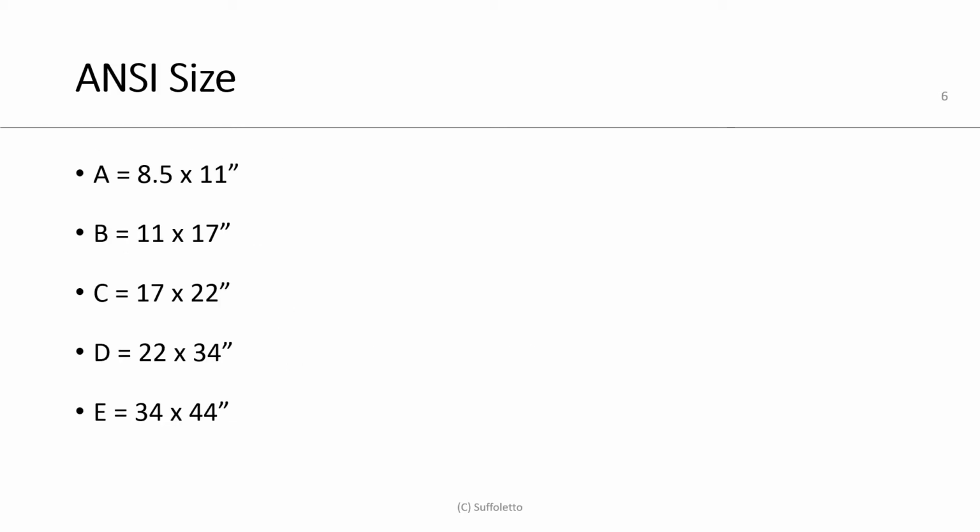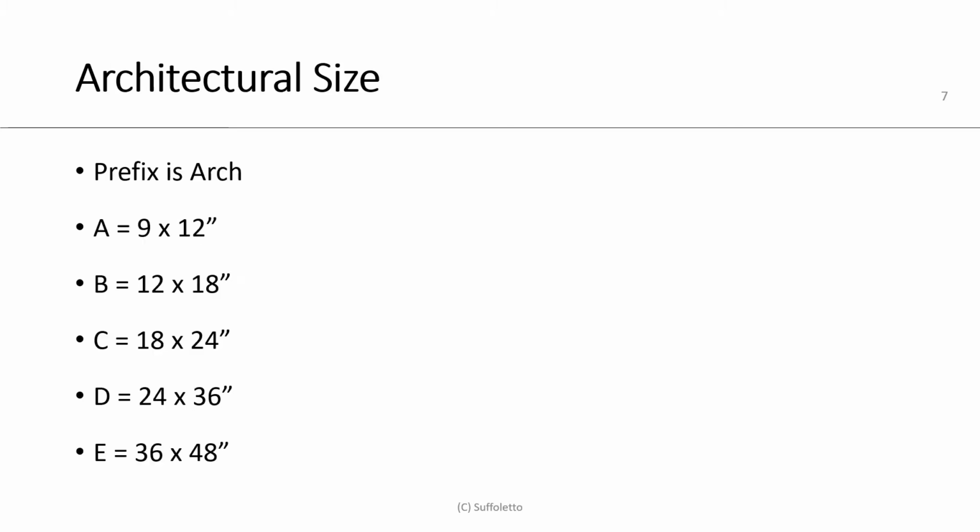Another way to specify paper size is with ANSI, American National Standards Institute, and they use a letter system, A through E. So ANSI size A would be 8.5 by 11, which is a letter size. Another way to specify paper size is with architectural, and the prefix is called arc. So you hear arc A, B, C, D, and E. Arc A would be 9 inches by 12 inches. Now notice that both in ANSI and architectural, what they're doing is they're doubling the width and carrying the length.